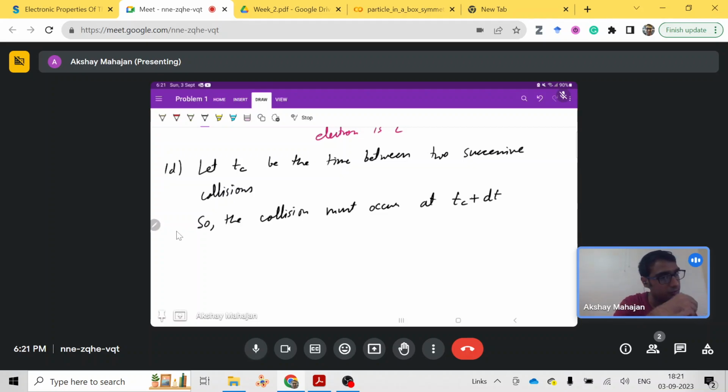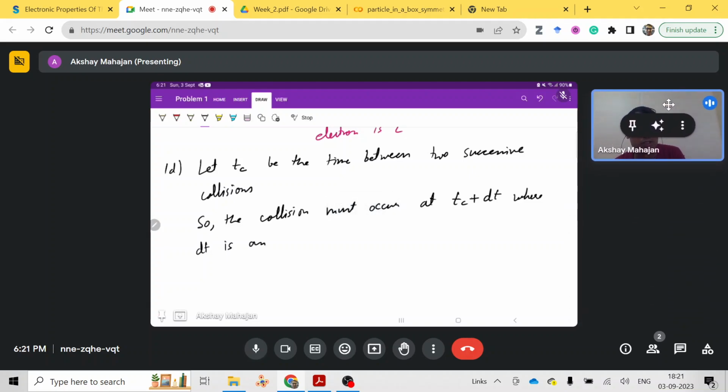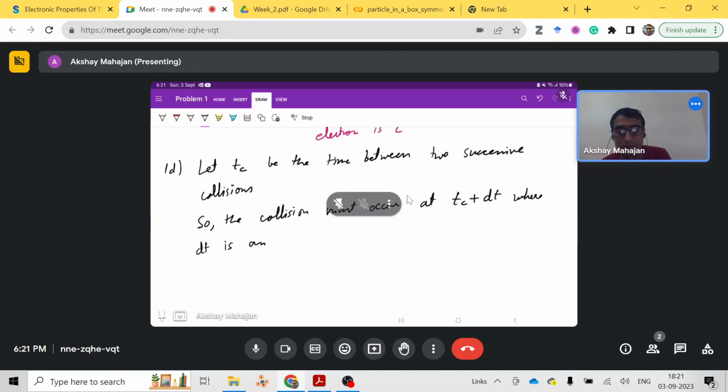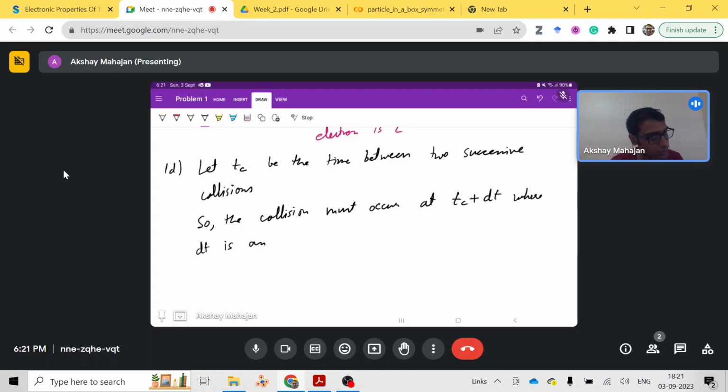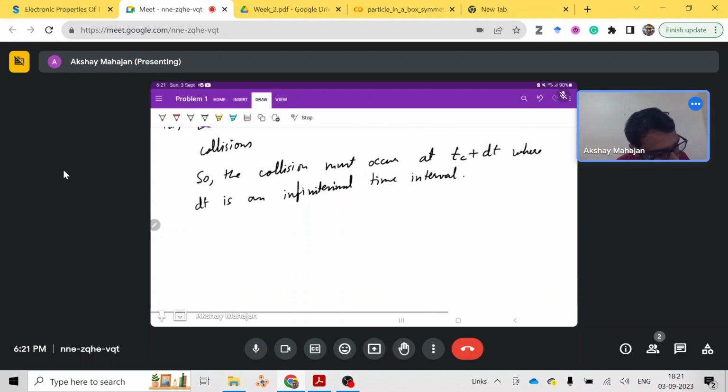Where dt is an infinitesimal time interval, as we know. Now from B, what we have is the probability that an electron collision occurs after Tc.